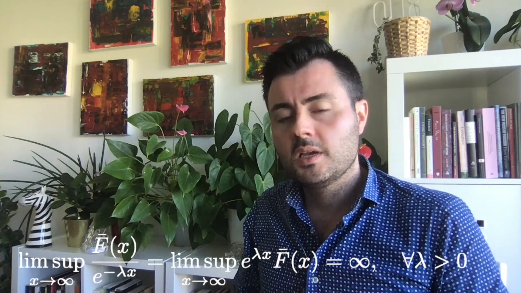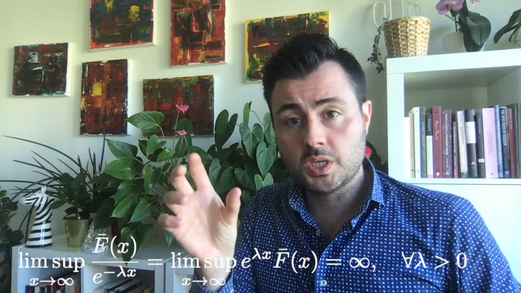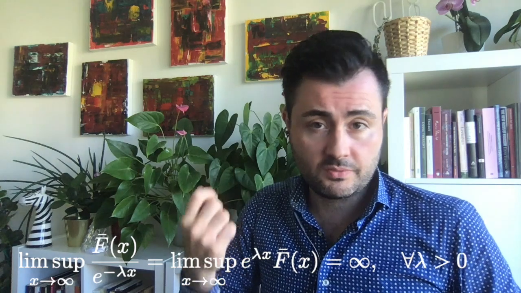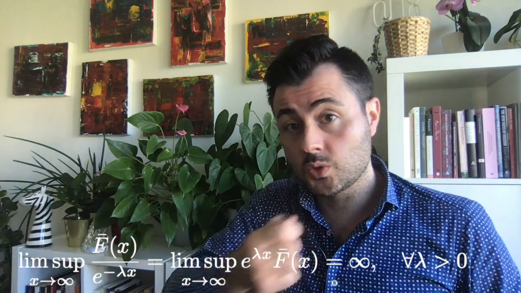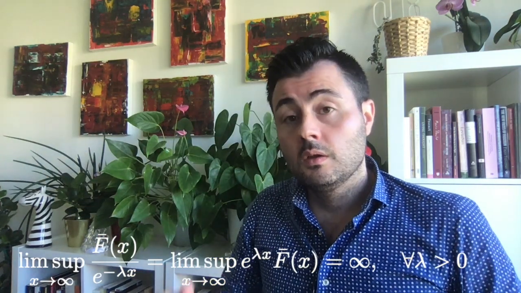Now what happens if I consider the argument of my limit, which is e to the power lambda x times the survival function of x? Now it's easy to see that since this quantity goes to plus infinity, we are essentially saying that the moment generating function of our random variable x is infinite for all lambdas larger than 0.